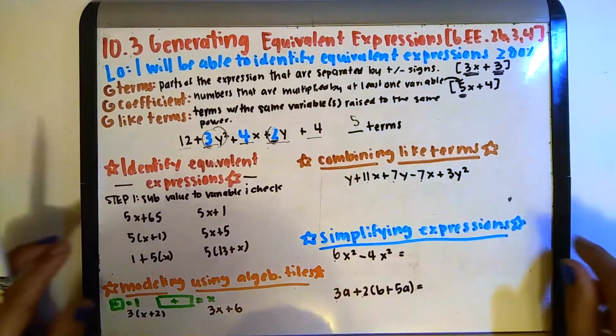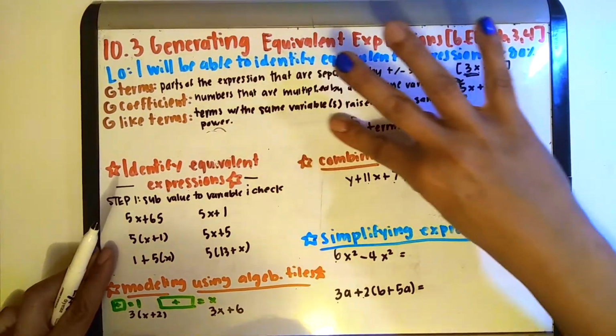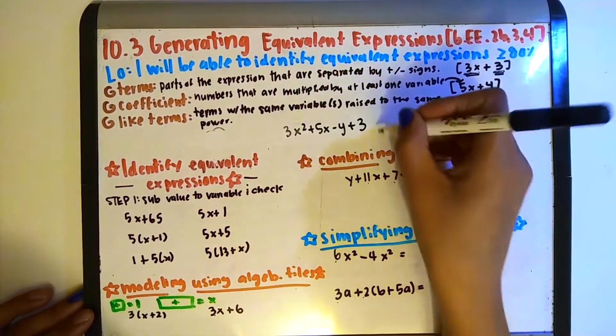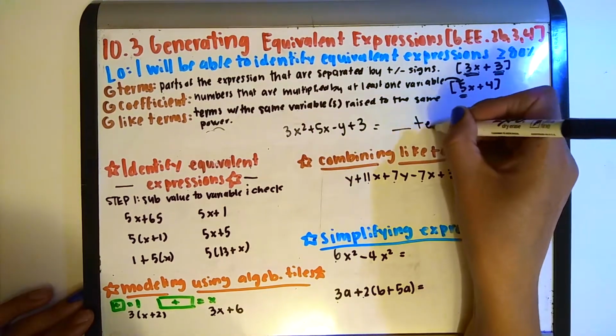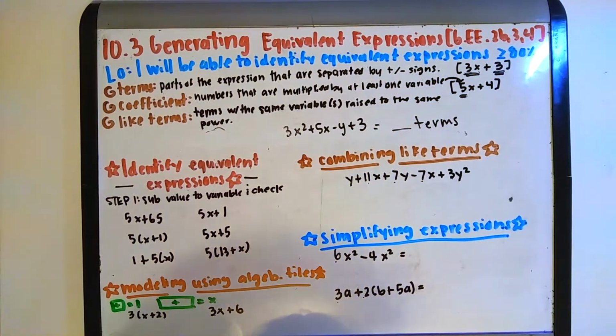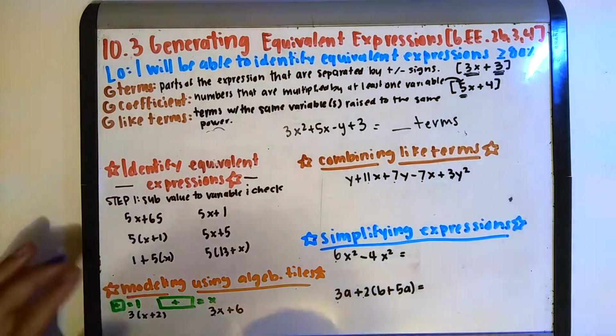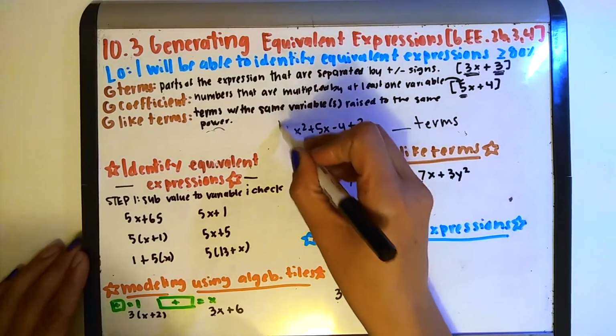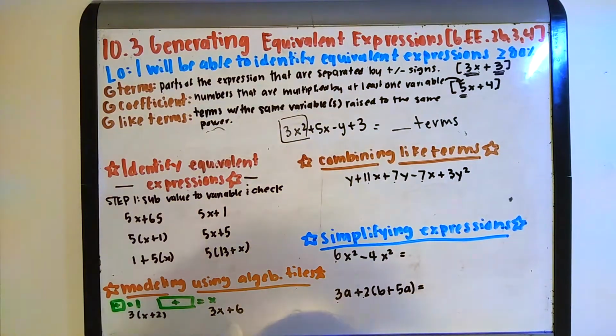So let me give you one and you're going to tell me how many terms this one has. So how many terms does this one have? Tell me the number of terms for this one. And you're going to tell me the coefficient for this term right here. So what is the coefficient?